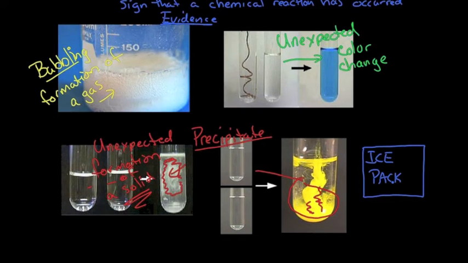Just the same as some chemicals cause a reaction that causes the temperature to get cooler, some reactions occur and cause the substances to get warmer or hotter. So these are the four signs that we're going to discuss or look for that a chemical reaction has occurred, or evidence that a chemical reaction has occurred.